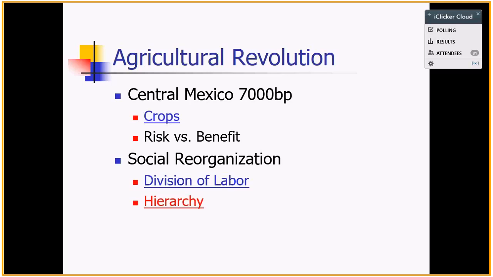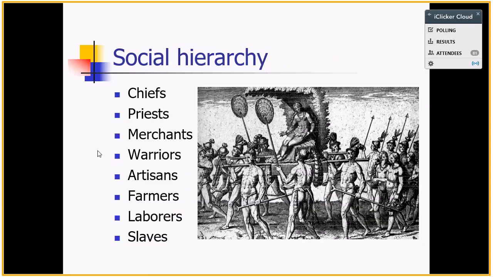And this is really true with all human groups, that as we switch to agriculture, as we start to develop these divisions of labor, different people in the society, based on what their jobs are, will have higher status than other people will. Some people will have more power, other people will have less power. And again, don't write this down, but this is a typical social hierarchy.